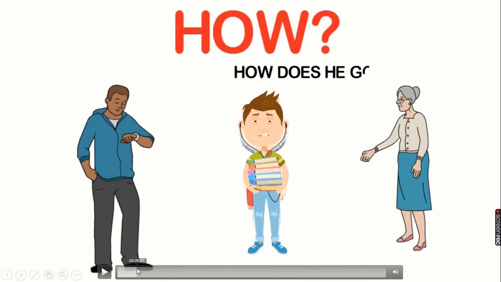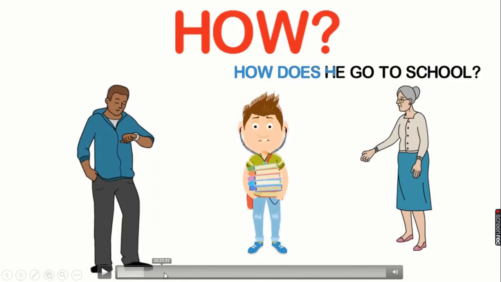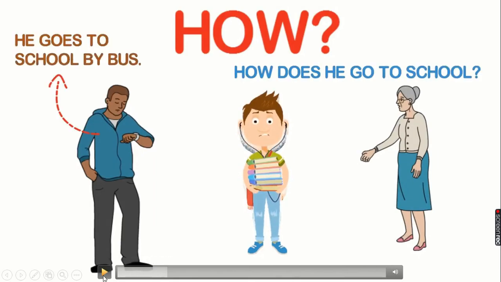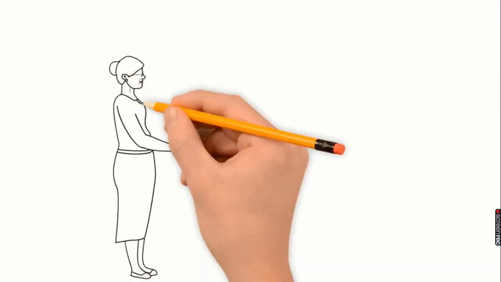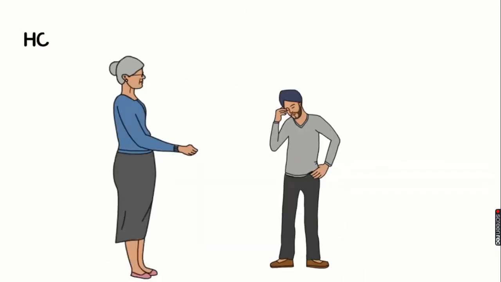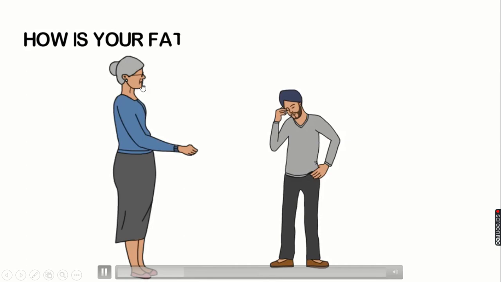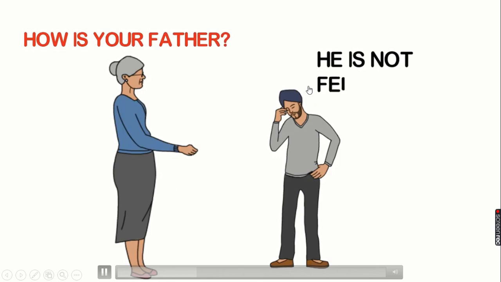Now let's play that again. I believe it was here. Now let's go. Next one. He's thinking. How is your father? How is your father? And he doesn't look so happy. How's your dad? He is not feeling well. Okay, this is supposed to be 2E.